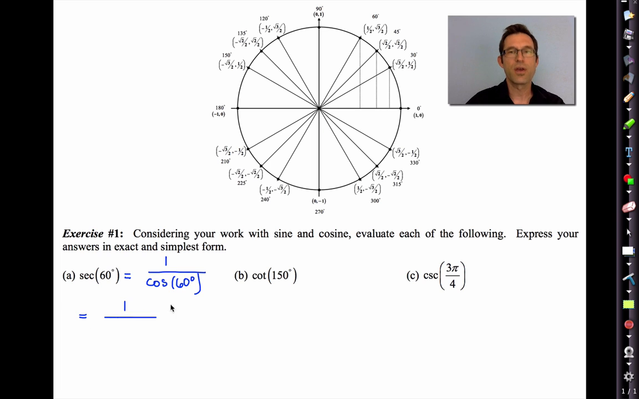Now, the cosine of 60 degrees is the x-coordinate at 60 degrees, which is 1/2. As always, this is a complex fraction, so we could multiply the top and the bottom by 2. Those 2's would cancel, and we just find that the secant of 60 degrees is 2. Alright, so that's not too hard. Why don't you go ahead and try to do the cotangent of 150 degrees?